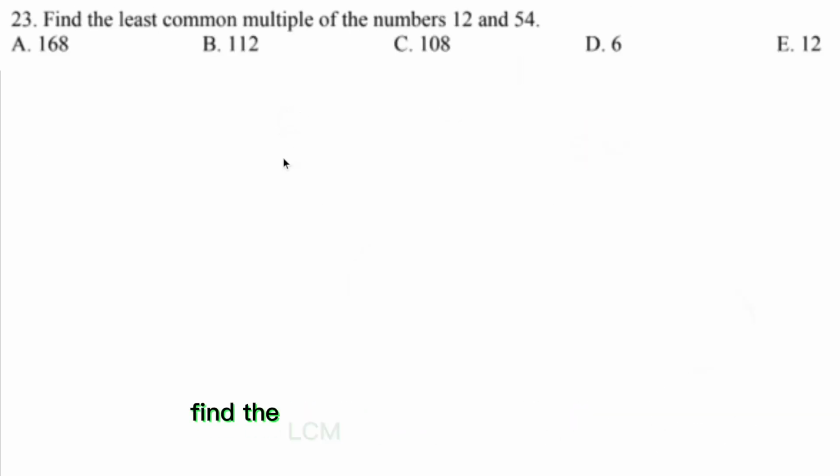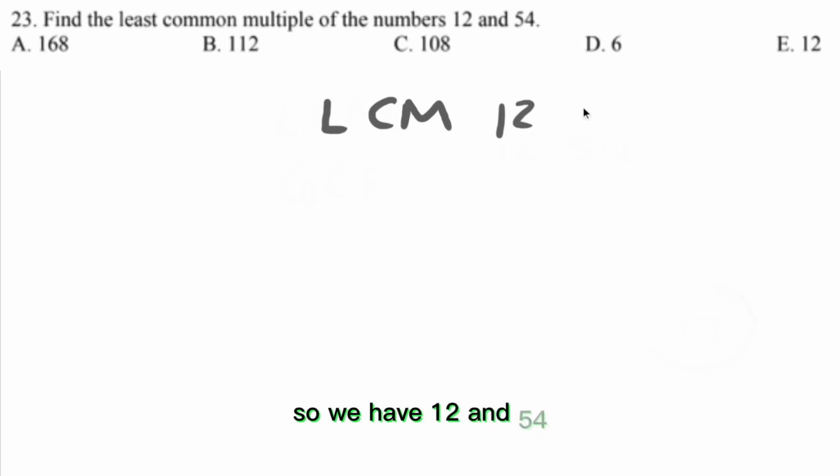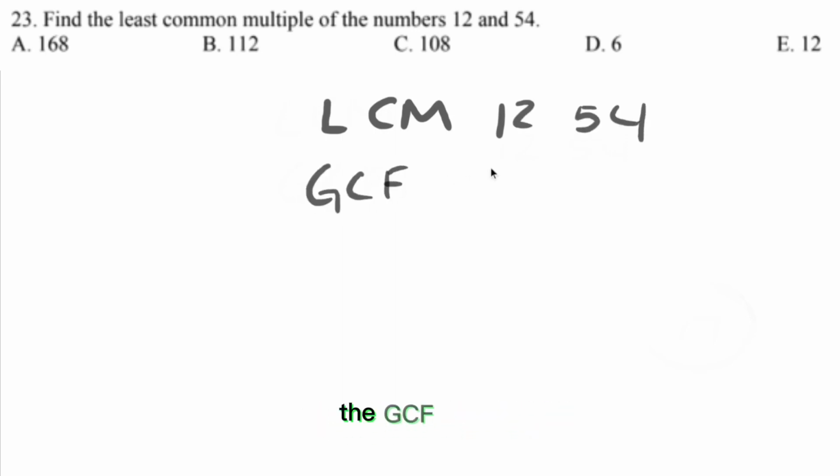Number 23, find the LCM of the numbers 12 and 54. So this is really simple. They've given LCM. That's what we need to find. So we have 12 and 54. To figure out LCM, we need to know the GCF. And in this case, the GCF is 6.